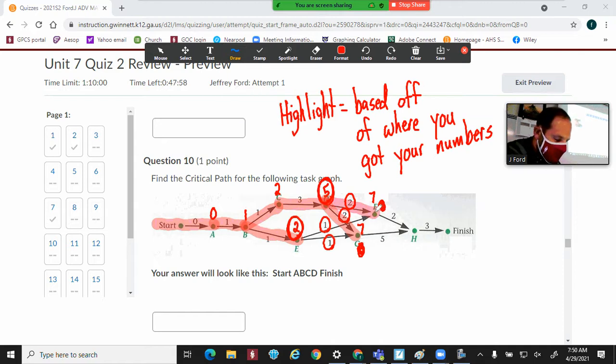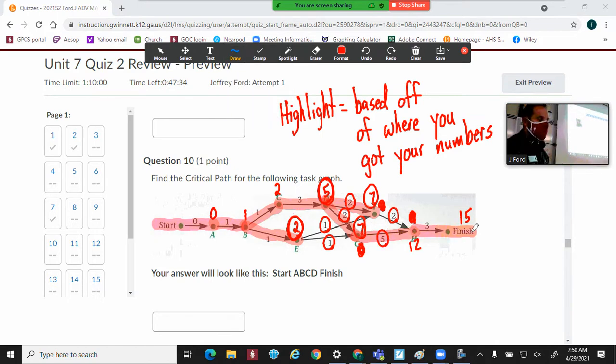Now, look at H. It's a merge again. So with the merge, just add them up. F starts at 7, 2, that's 9, or G starts at 7, 5, that's 12. Well, I'm always taking the larger number. Now, how did I get 12? Because I added 7 and 5, like so. And then my finish would be 15 because 12 plus 3 is 15.